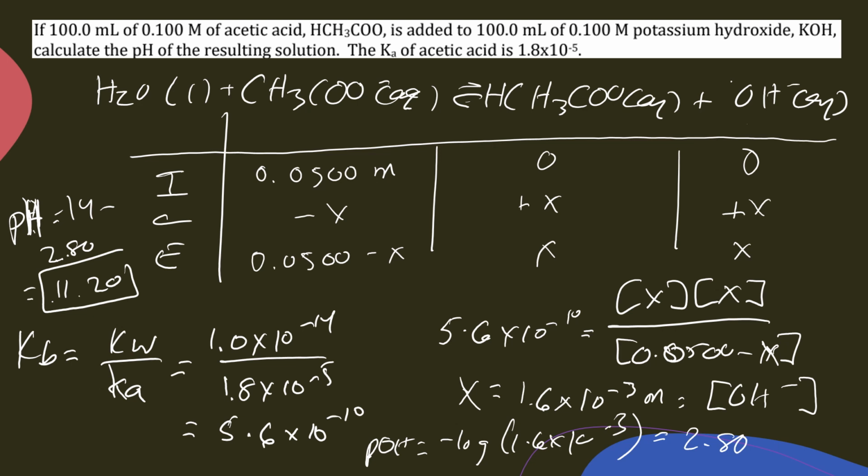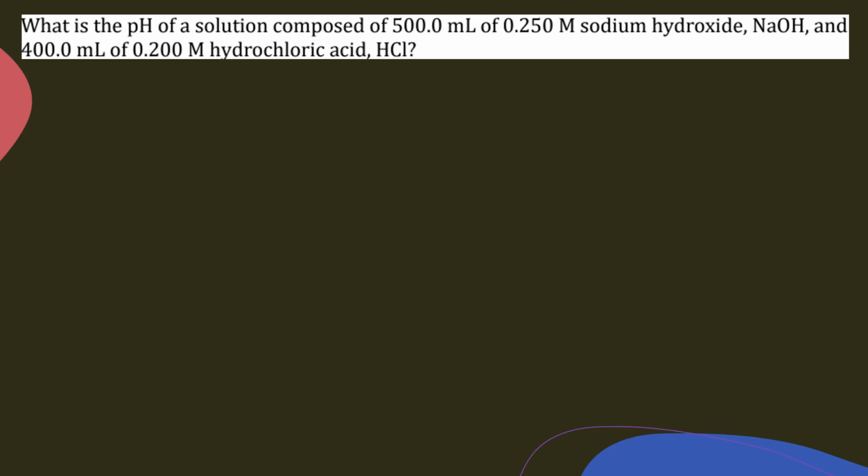Okay, the next problem, however, luckily for us, you'll see, it's actually relatively easy. What is the pH of a solution composed of 500 milliliters of 0.250 molar sodium hydroxide, NaOH, and 400 ml of 0.200 molar hydrochloric acid? So first thing you need to do is recognize if they're strong or weak. Since we have both a strong acid and a strong base, they're both strong.